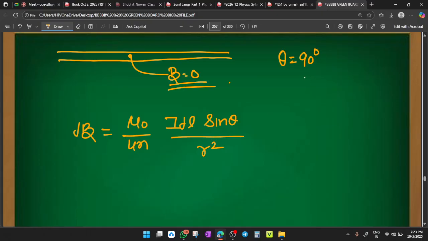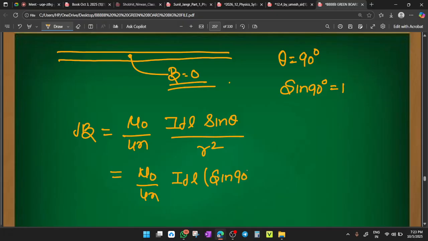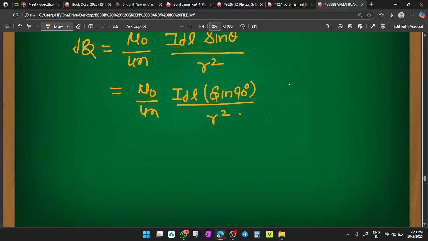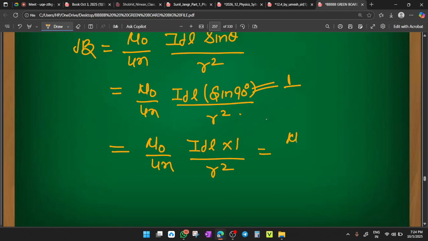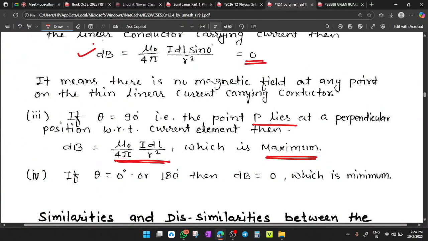For theta equal to 90 degree, sin 90 equals 1. So it equals mu naught upon 4 pi Idl sin 90 degree upon r square. Since sin 90 equals 1, it becomes mu naught upon 4 pi Idl into 1 upon r square, which equals mu naught upon 4 pi Idl by r square.